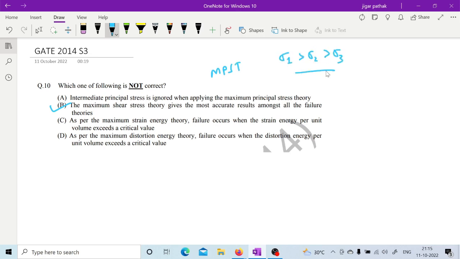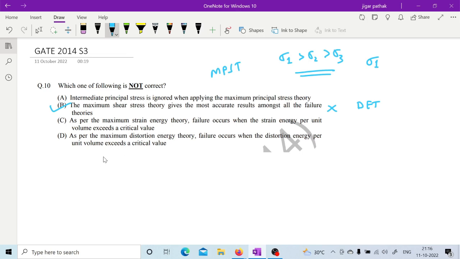Whatever is the maximum of this, we are only looking at sigma 1, which is maximum. We are not going for intermediate stresses. While the second is saying that the maximum shear stress theory gives the accurate result, it is not correct, right? Distortion energy theory gives the most accurate result. Right, as per maximum strain energy theory, failure occurs when the strain energy per unit volume exceeds a critical value.